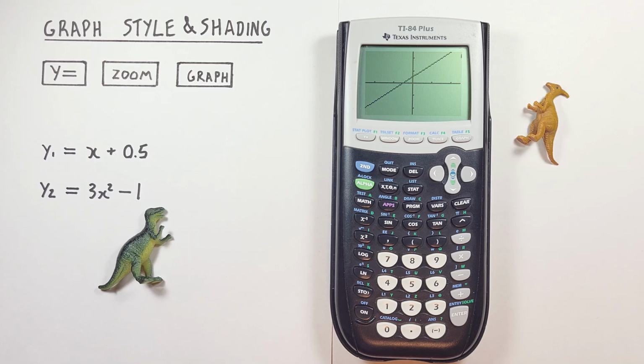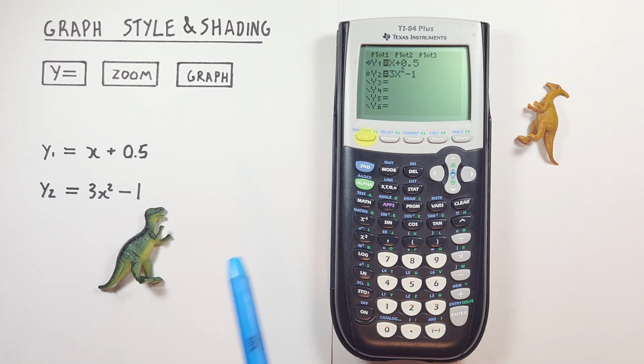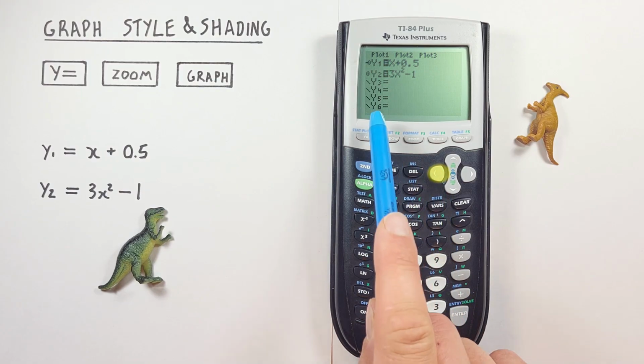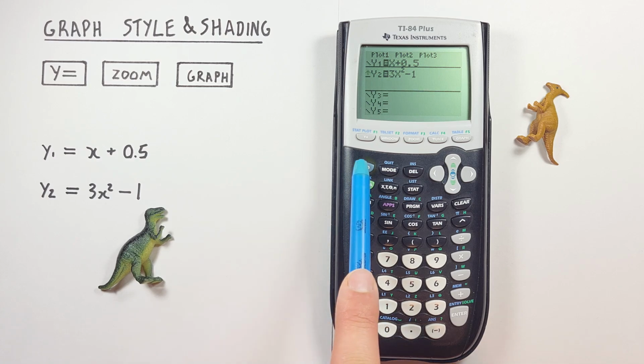If we're done with that, we can go back to our y equals menu and set our styles back to our standard solid line. Then, if we're done working with our graphs, we can go back to our main screen by hitting second, quit.